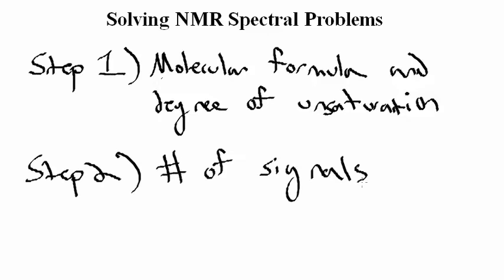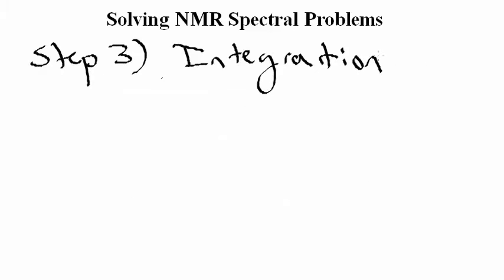Step two, look at the number of signals in your NMR spectrum. So you'll count the number of signals to determine the number of sets of equivalent hydrogens that are present in the compound. Step three, integration. And so you'll use the integration generally that's given and the molecular formula to determine the numbers of hydrogens that are present in each set of equivalent hydrogens.